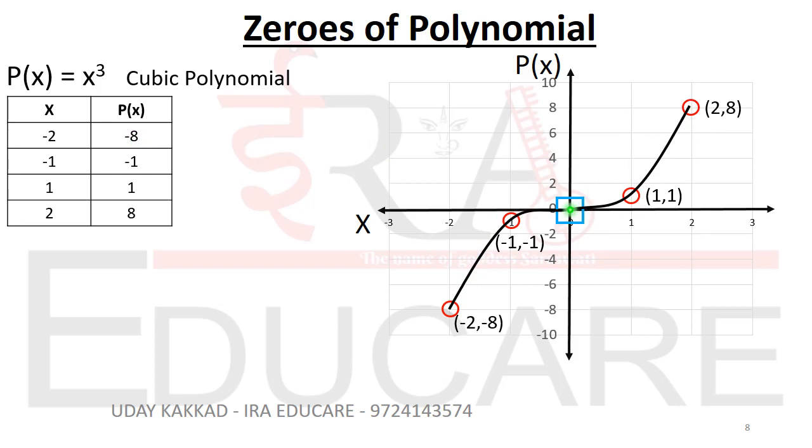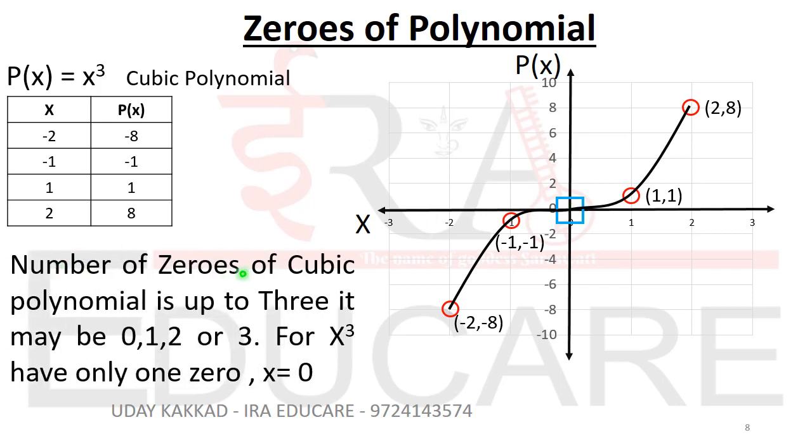Here only 1 point is there, 0 0, where the cubic polynomial graph is going to intersect the x-axis. It is only 1 point. So the number of zeros of a cubic polynomial is up to 3. It may be 0, 1, 2 or 3, okay. For x cube we have only 1 point, right? In the next slide you are going to see that it can intersect at 1, 2 or more points, right?